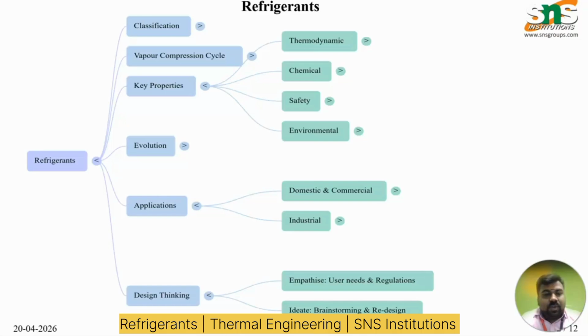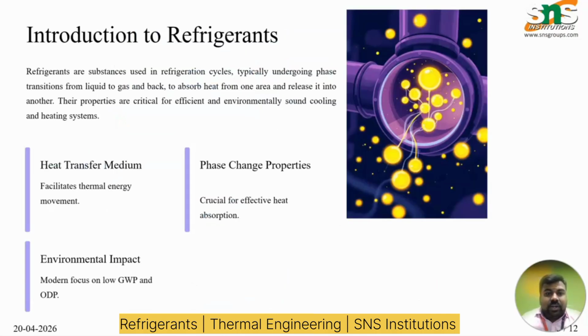In this lecture series, we are going to discuss what are refrigerants, what are the classifications of refrigerants, vapor compression cycles, and the key properties of some of the refrigerants, such as thermodynamic and chemical properties, safety aspects and then the environmental aspects, and evolution of refrigerants and applications, domestic, commercial and industrial applications of refrigerants. And finally, we are going to discuss the design thinking approach, the empathize stage, user needs and the regulations, and the ideate stage. So introduction to refrigerants.